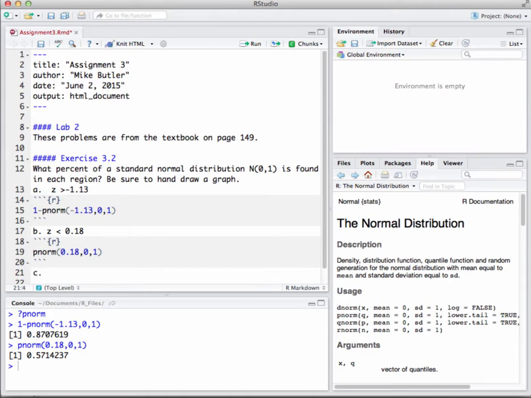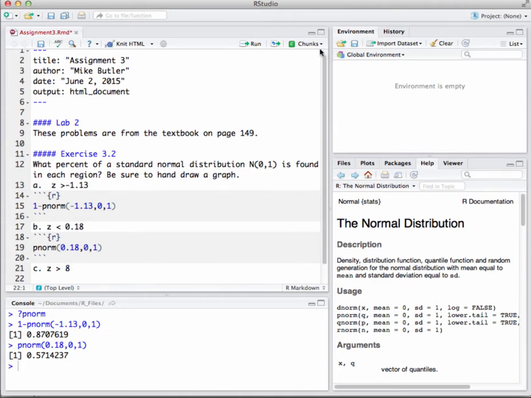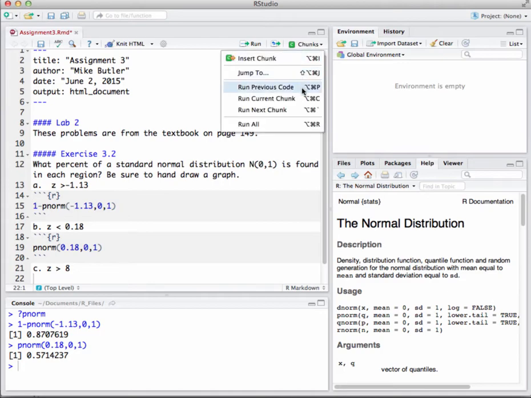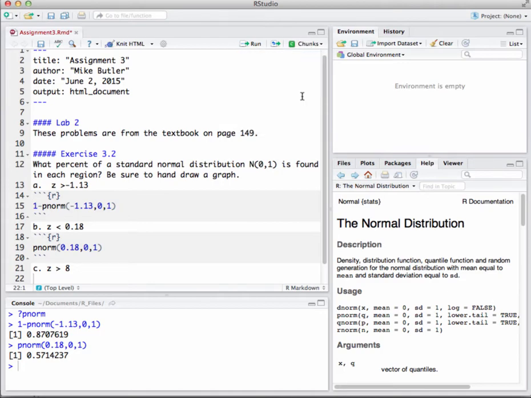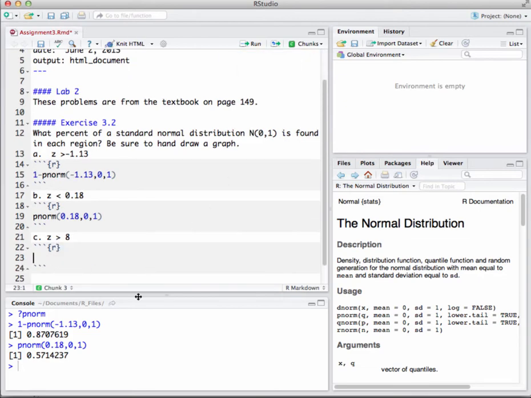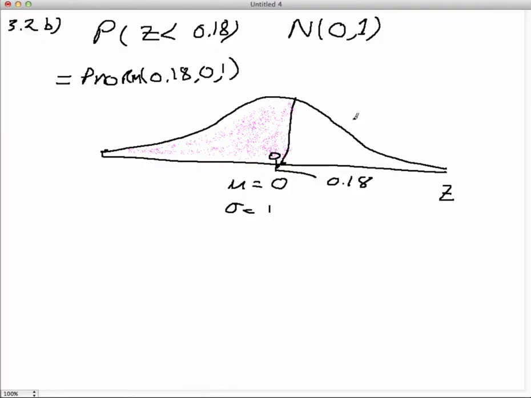So part C, we've got z is greater than 8. Okay, and we'll go ahead and put an R chunk in right away, although I already know the answer before I even do this, but I'll explain that in just a second. So insert an R chunk, not run an R chunk. We don't have one there to run yet. There we go. Okay, so let's go back to the whiteboard and let's go draw our problem.